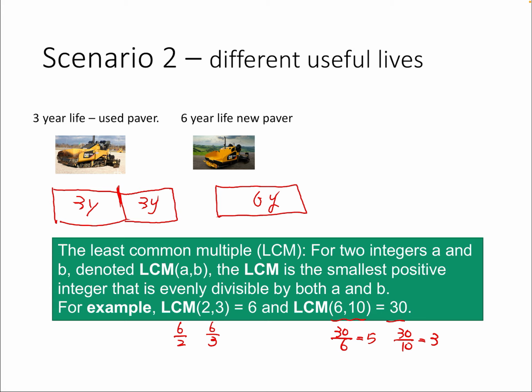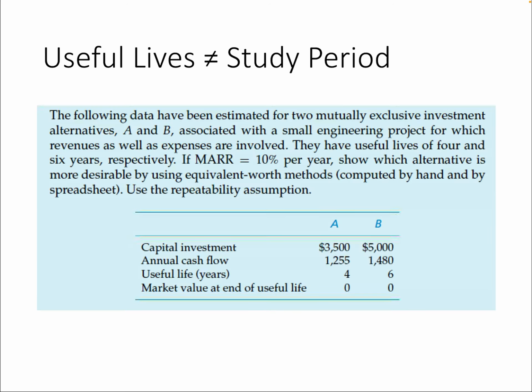And so if you have two different or multiple different useful lives, you need to find out the LCM of those number of years, and then use that as your study period, and then extend the shorter useful life by using the repeatability assumption.